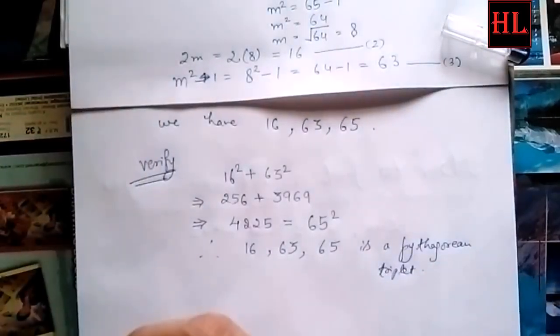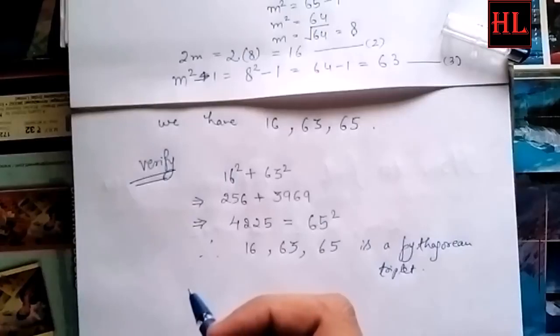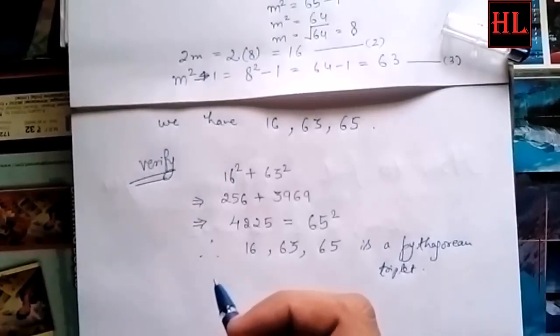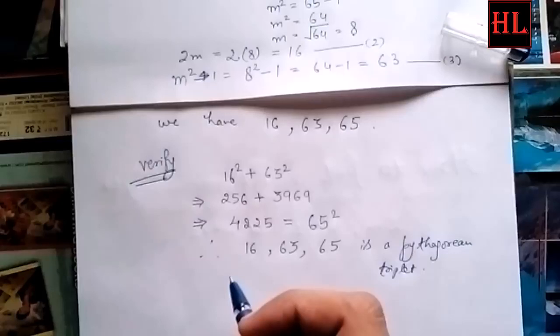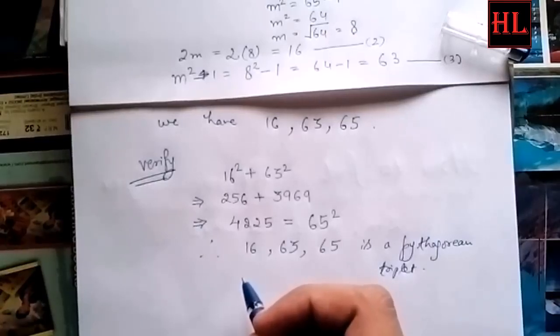So that's how we find a Pythagorean triplet, by using these three simple forms. And please note that if our given number does not give us a positive integer value for m using any of the forms, be it m square minus 1, m square plus 1 or 2m, then the Pythagorean triplet does not exist with that number.